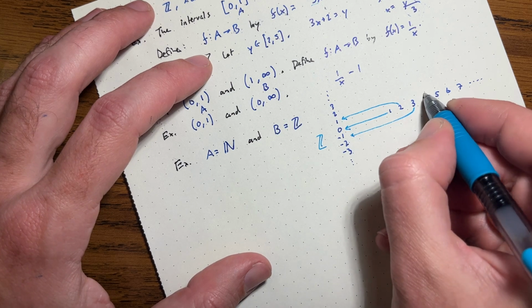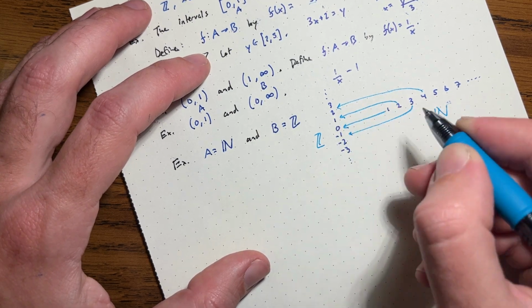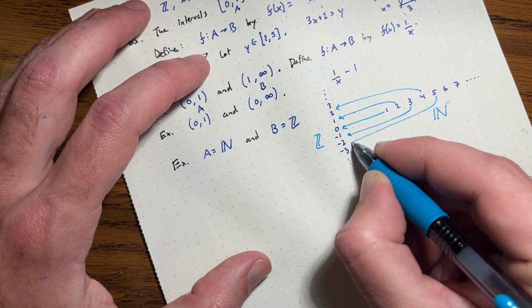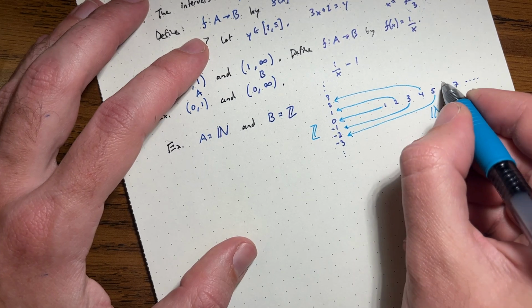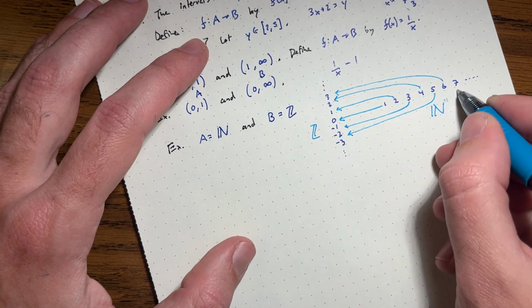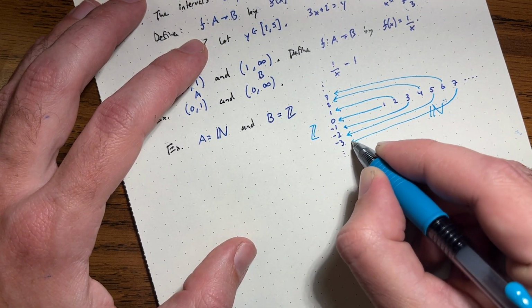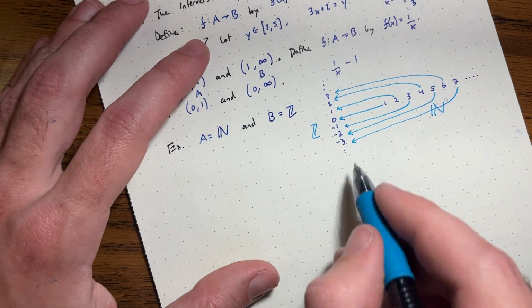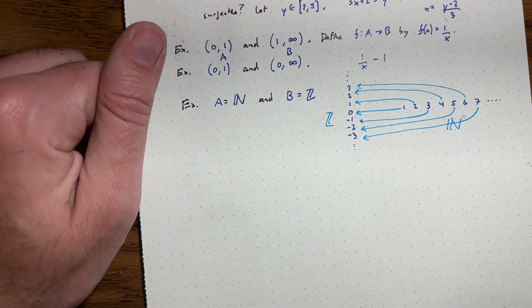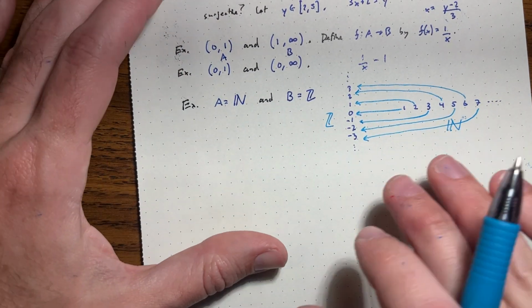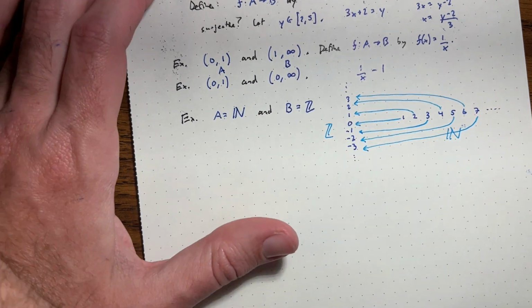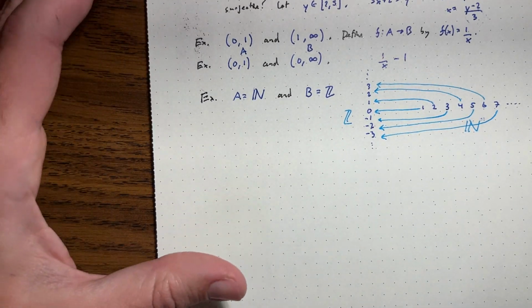Send 3 to minus 1. I'll send 4 to 2. I'll send 5 to minus 2. I'll send 6 to 3. I'll send 7 to minus 3. Hopefully this picture convinces you can continue in this fashion. This will be a bijection, right? You don't even need a formula for it. This is a function, right? It's a function that does this.